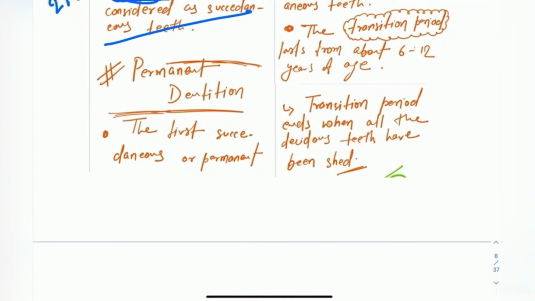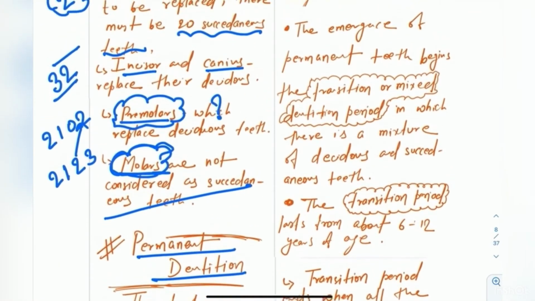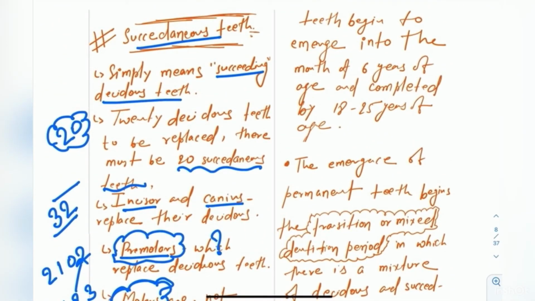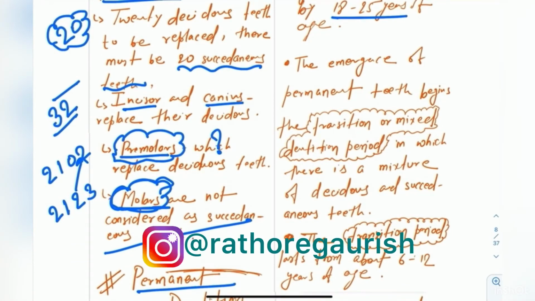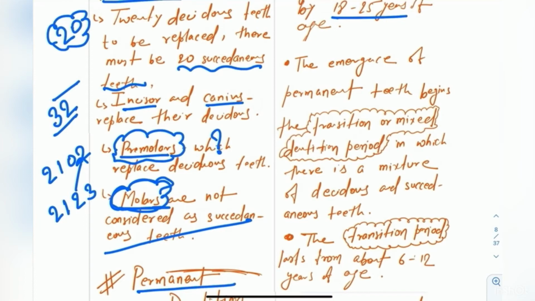Next is the permanent dentition. If we talk about the time period, the first permanent teeth emerge in the oral cavity around 6 to 7 years of age, and the permanent dentition period completes around 18 to 25 years of age. The emergence of the permanent teeth begins the transition or mixed dentition period. There is another term, transition or mixed dentition period.